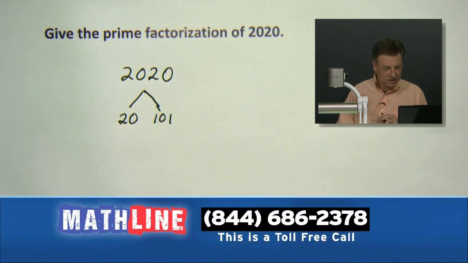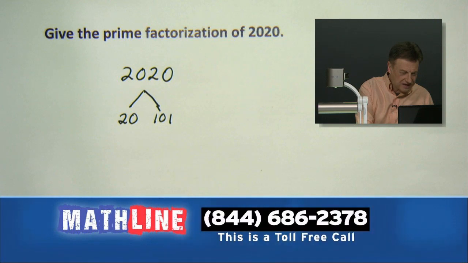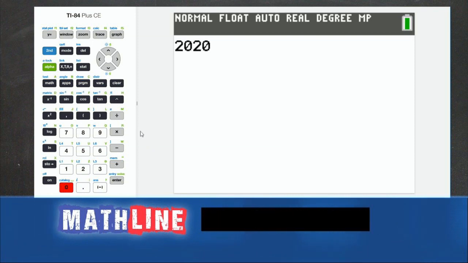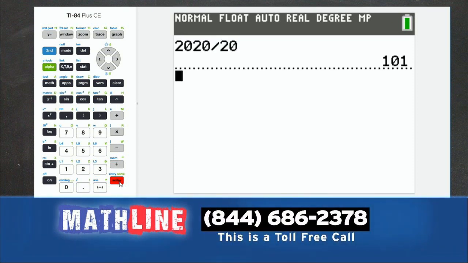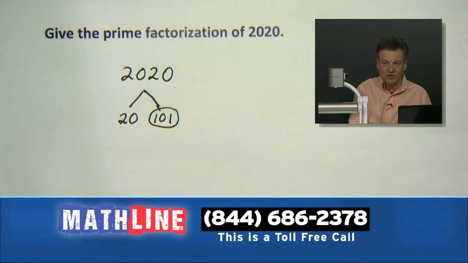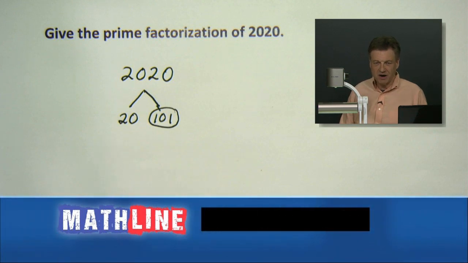All right? For those of you who don't believe me, let's do it real quick on the calculator. So take a look at this. 2020 divided by 20, and I get 101. Now what's important about that is that 101 is a prime number, all right? So when we go back in there, we've got that 101. It is a prime number. So we're done. I'm going to circle that because that's part of our answer.